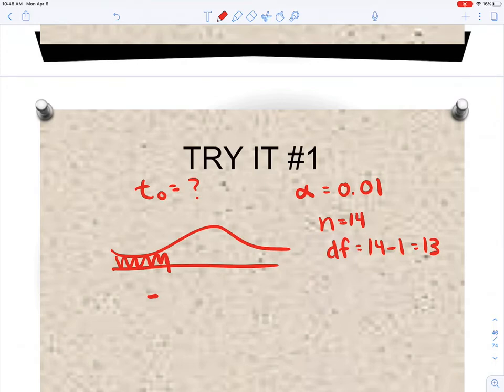Now I'm going to turn back to my t-chart. Okay, it's on page A18. I'm going to look down at the degree of freedom where it says 13. I'm looking at 1 tail with a level of significance of 0.01. So I'm going all the way down to 13 to find 2.650, and I know it has to be negative. So my t sub 0 would be negative 2.650.